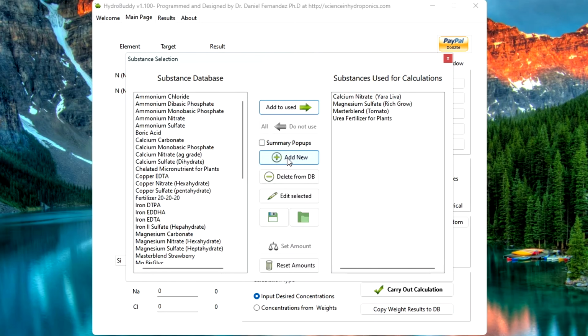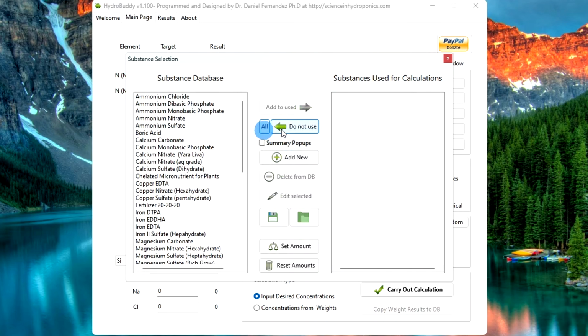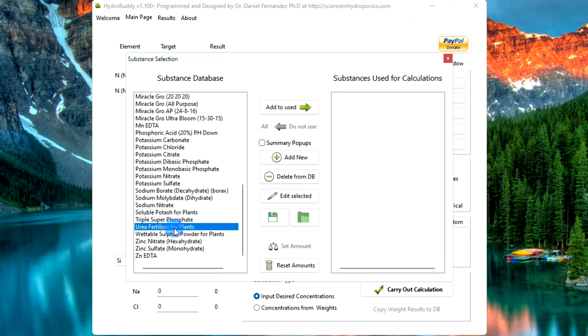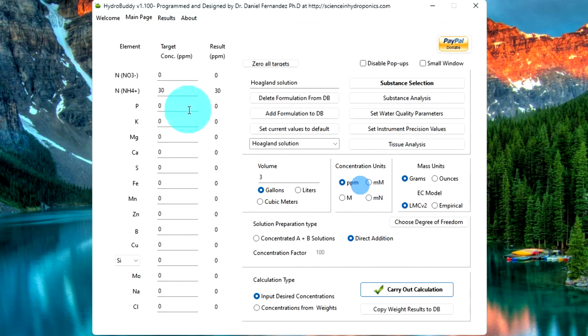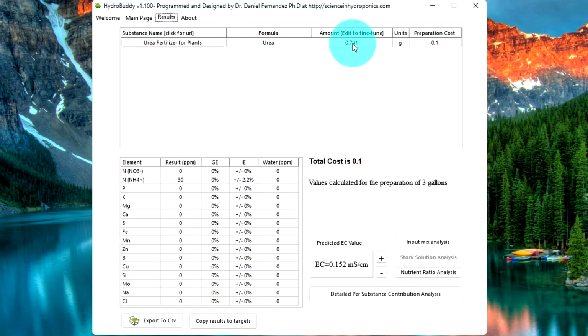What I'm going to end up doing here is we're just going to use urea in this calculation. We're going to zero all the targets, and we're just going to select 30 parts per million and carry out the calculation. I get exactly 30 at 3 gallons, and that means 0.7421 grams. I can't measure that well with my equipment, so we're just going to round this to 0.7.